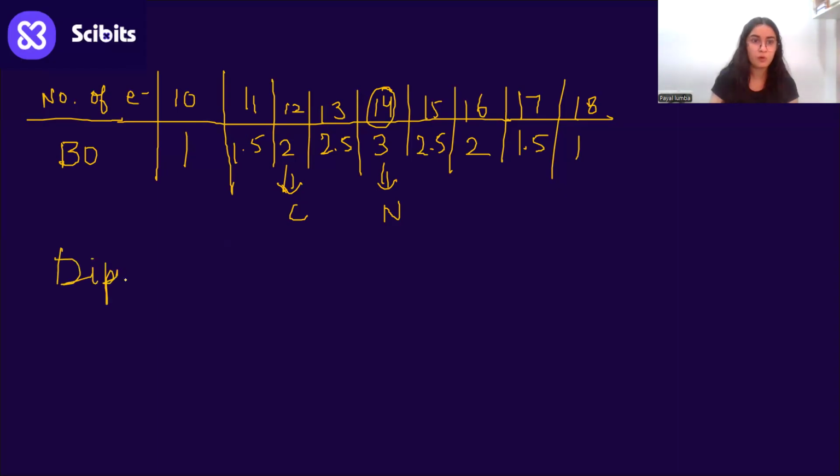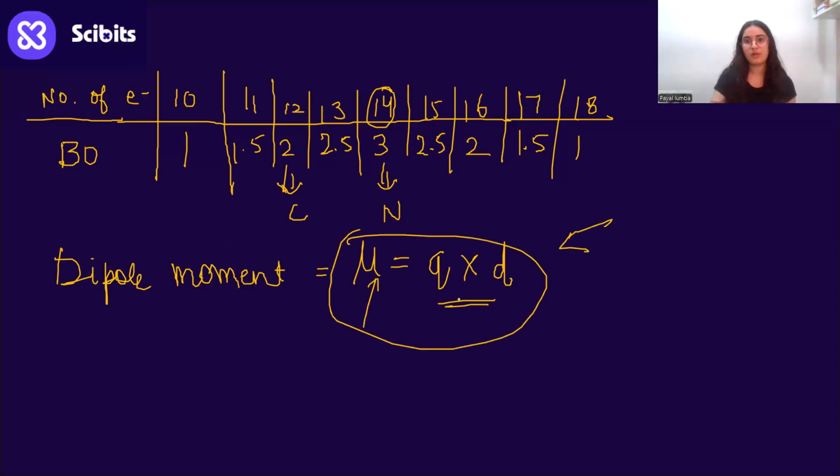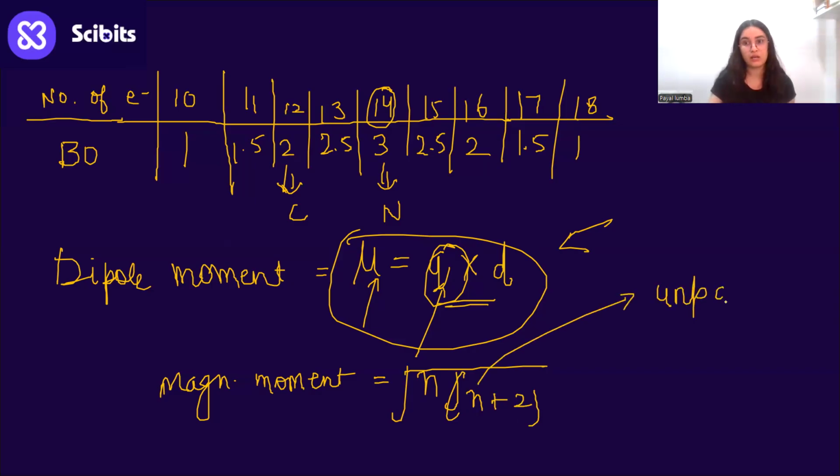If I have to find the dipole moment of a particular atom or compound, then it will be charge multiplied by the distance. These things will be given. You just have to remember it. They can give you distance and dipole moment, and they might ask you to calculate the charge. You just have to remember this. And there is one more thing, that is magnetic moment. Magnetic moment is equal to the square root of n into n plus 2. What is n? n is the number of unpaired electrons. Okay.